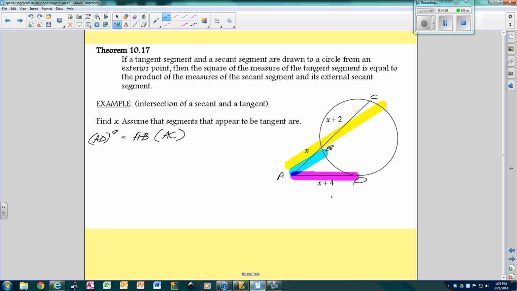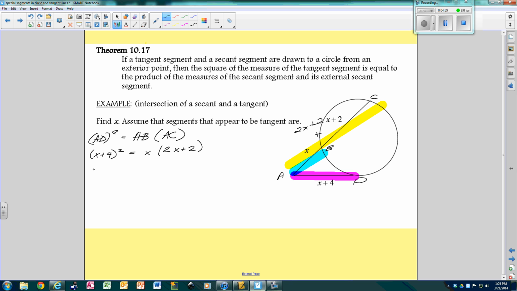And now let's just plug in the numbers where they go. Well, first of all, we need to find out what the whole side is. So this would be x plus, because this segment plus that segment, x plus x is 2x plus 2. So my whole thing is 2x plus 2. So first of all, I have my tangent, which is AD, which is x plus 4. So x plus 4 squared equals the outside x times the whole side, 2x plus 2.